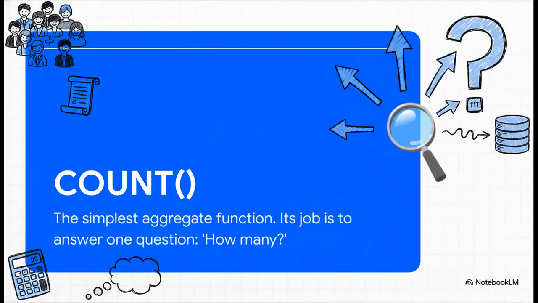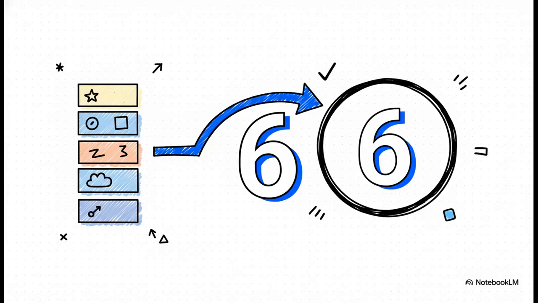Let's kick things off with the simplest one of all, count. Its job is to answer one very basic question: how many? So if we want to know the total number of students in our university, we just ask SQL to count up all the rows. And boom, just like that. It takes our 6 rows and gives us back a single number, 6. We've just done our first, most basic act of summarization. Instead of 6 pieces of info, we now just have 1.